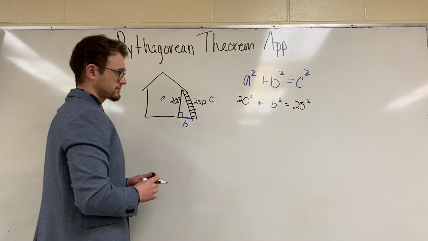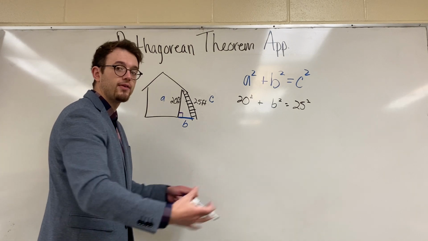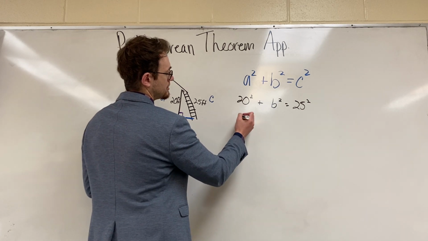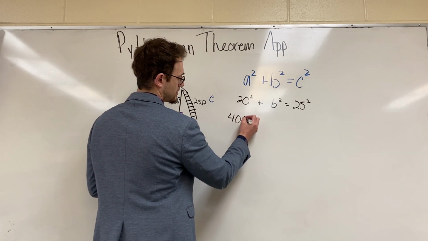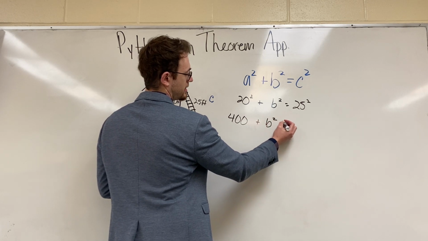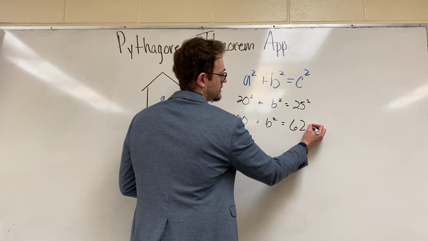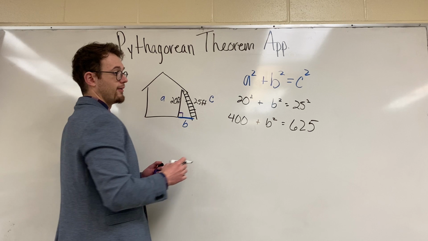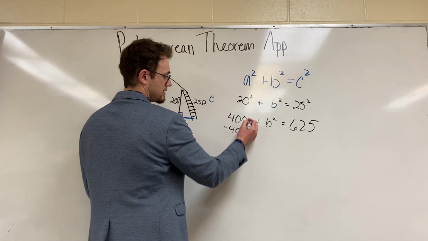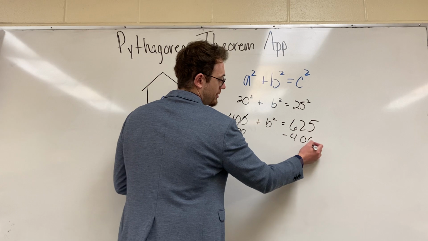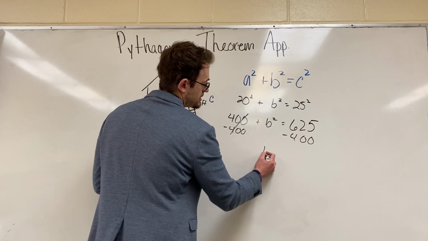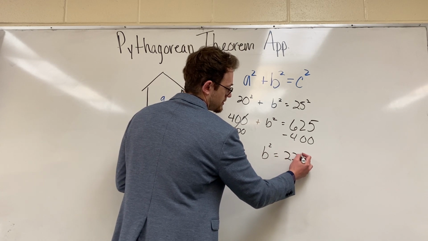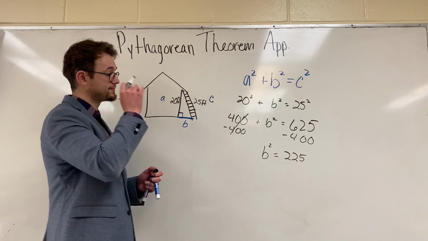All right. So now we're going to keep simplifying this. We're going to solve for B eventually. So 20 squared, that is going to be 400 plus B squared equals 625. Now I need to take away this, and I do it to both sides. So I get B squared equals 225.